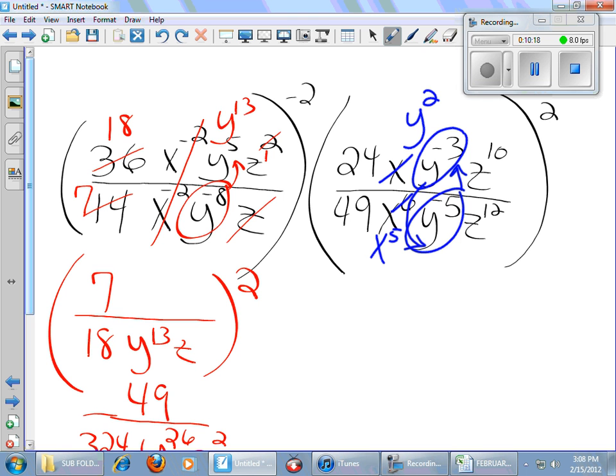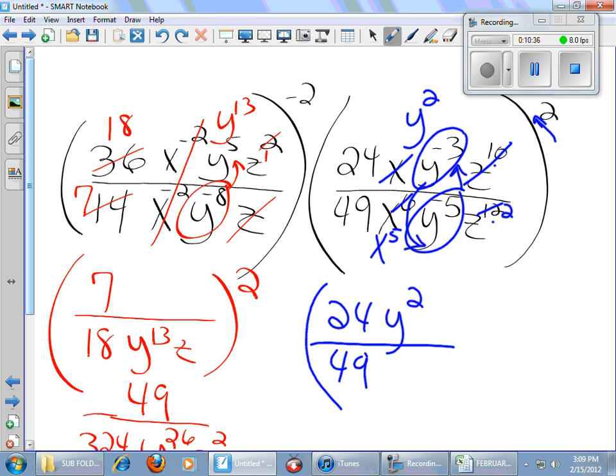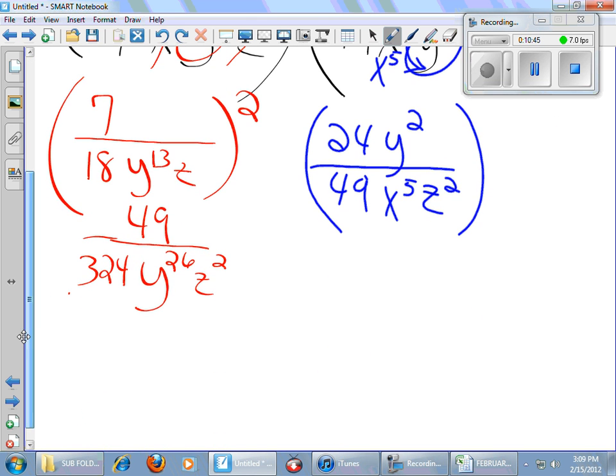All right, I've got 10 z's in my numerator, 12 in the denominator. Those will cancel. This will become a 2. Now the fraction won't flip because my exponent on the 2 is positive. So I'll have 24 y squared, and that'll be over 49 x to the 5th z to the 2nd. All right, that needs to be squared, of course.